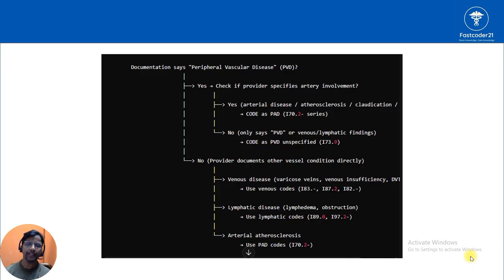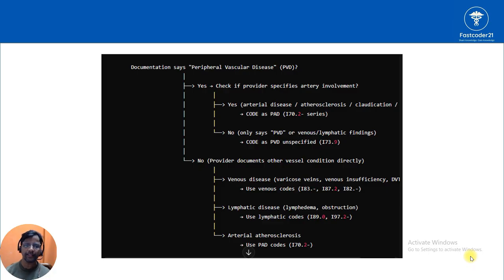For example, if the documentation does not say PVD, how do we code? For example, documentation says venous disease. So we need to check whether it is varicose veins, venous insufficiency or DVT. Based on that, we need to use codes I83, I87.2 and I82. For example, documentation says lymphatic disease, mostly lymphedema as well as obstruction. So that time we need to use lymphatic codes, which start from the I89 and I97 series of ICD-10-CM codes.